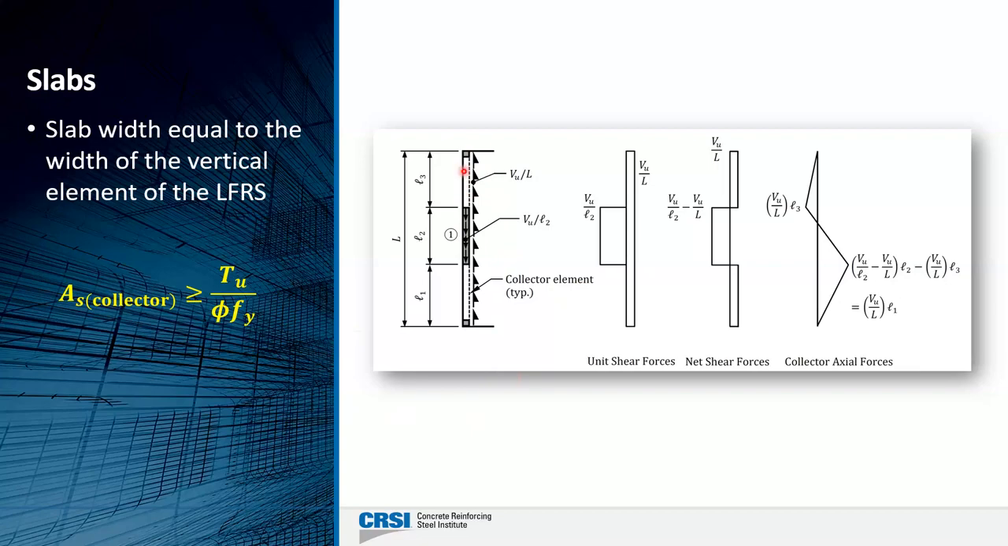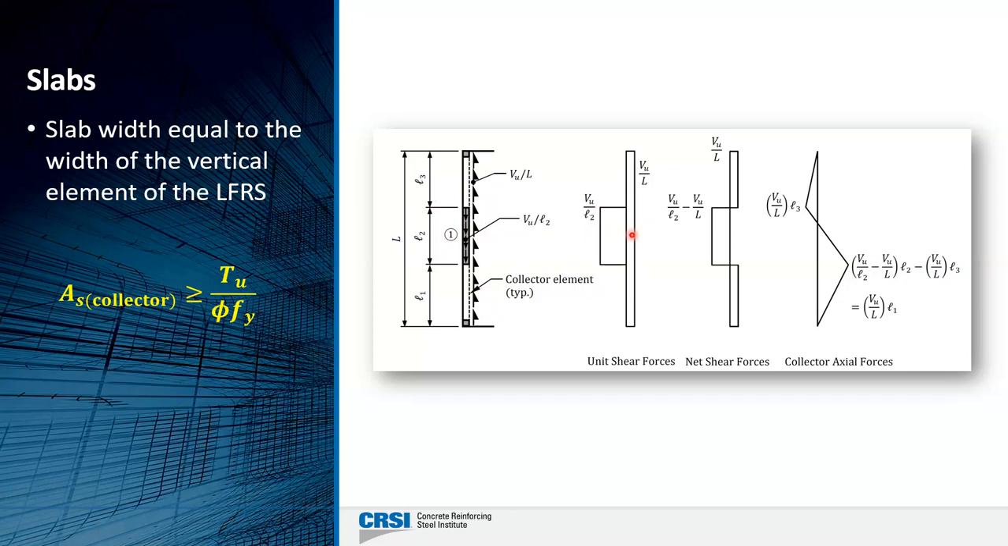We'll look at the shear flow at this particular location. So again, from analysis, we'll know what V sub U is in that wall. We take V sub U divided by the length of the wall, L2 in this case, and that's the unit shear force across the wall, the length of the wall. We take that shear force V sub U, we distribute it over the length of the diaphragm. That gives us that shear flow here.